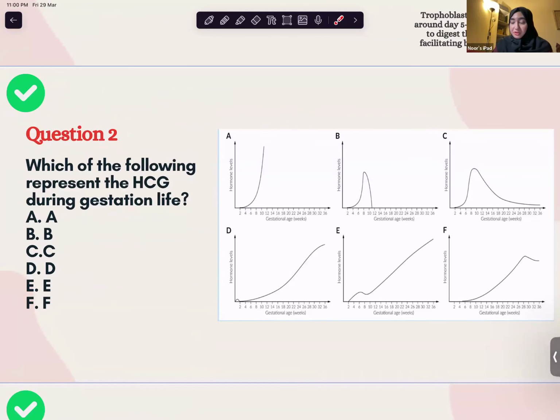Which of the following represents the HCG during gestational life? Remember, I told you there's something about HCG that you need to remember, that it's involved in the maintenance of corpus luteum. It does all of that until week 10, and then after week 10, syncytial trophoblasts take over the function of producing progesterone. Okay, someone answered B. Let me go next.